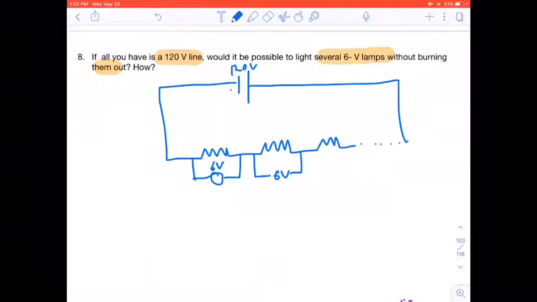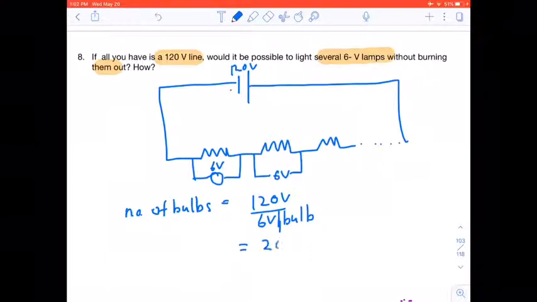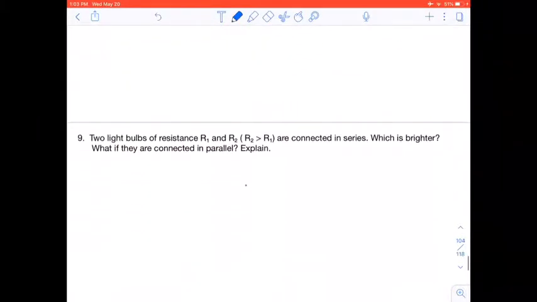So if we have that now, we got our number of bulbs would be equal to 120 volts all upon 6 volts per bulb, which would then mean we have 20 bulbs. So we got 20 bulbs, which essentially means if we have 1 bulb, 2 bulbs, 3 bulbs, 20 bulbs in series, we're going to have then each one having 6 volts, and it would then function efficiently. Right.